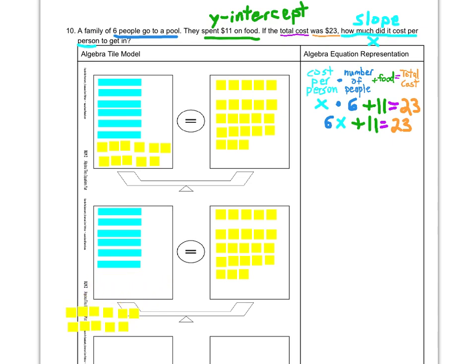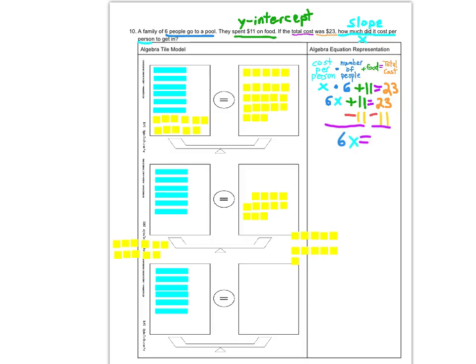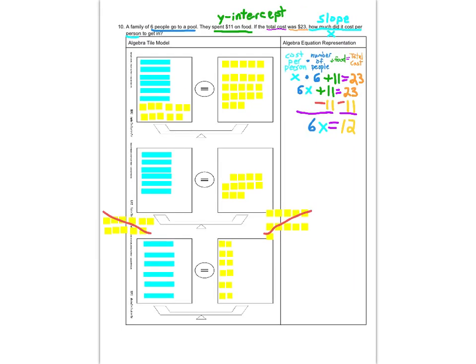We're going to take this 11 off of this side, subtract 11. We have to do the same thing on the other side. Take away 11 from that side. In doing so, we subtract 11 from both sides algebraically, leaving us with 6x on the left, and on the right, we have 12. Now we need to make this 12 into 6 groups. So an equal number in each group. How many would be in each group? We see that we get 2 in each group.